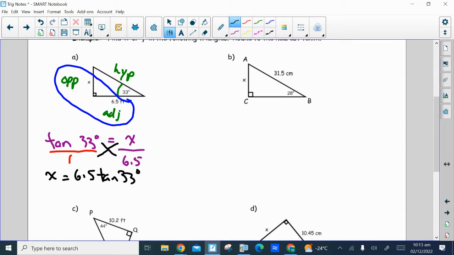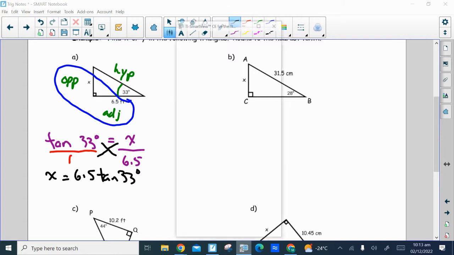I cross multiplied. So the pieces that are diagonally across from each other are multiplied together. So the 1 on the bottom left times the x on the top right is x. 1 times x is x. And that must equal the 6.5, which is on the bottom right, times the tan of 33, which is the top left. Now you can do those two in either order. You can go tan 33 first times 6.5 second, or the way that I did it.